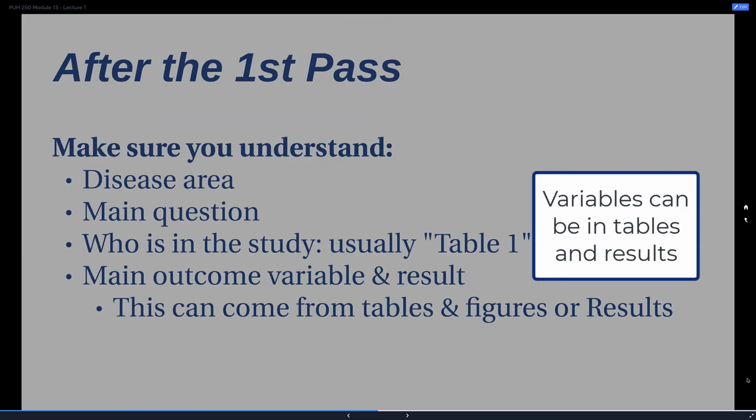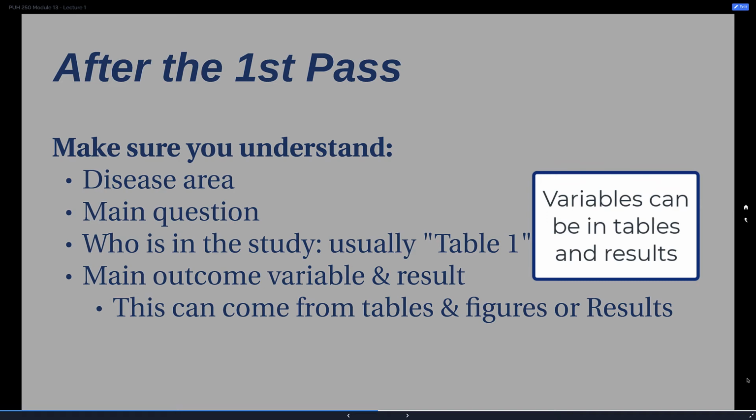You should be able to understand the disease area, the main question, who was in the study, that Table 1 that we've talked about, and the main outcome variable and result. And this can come from tables and figures, or it can come from the results section. So this is what you should know after the first pass. Based on this, you should be able to determine if this paper is relevant to what you need to learn. And if it's not, then you don't need to move forward.